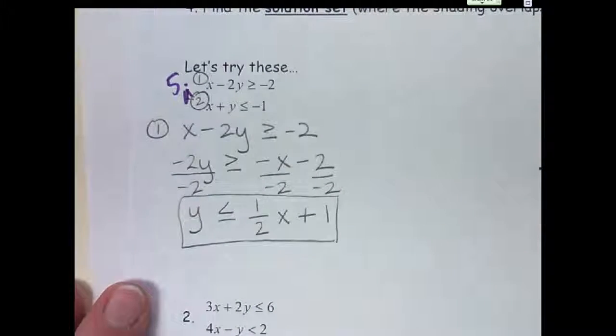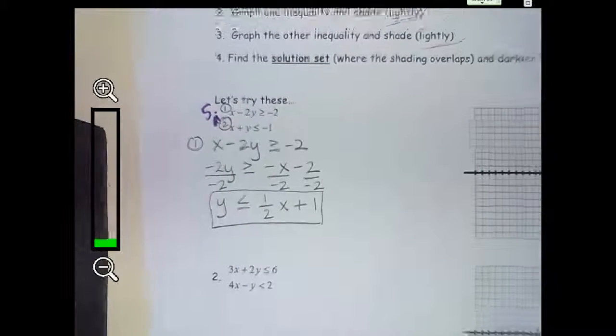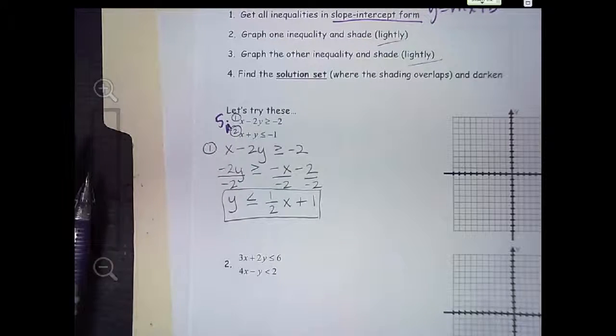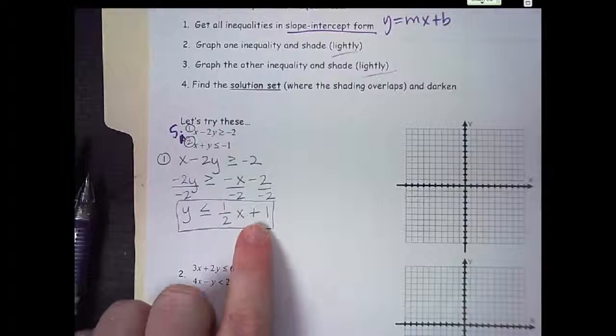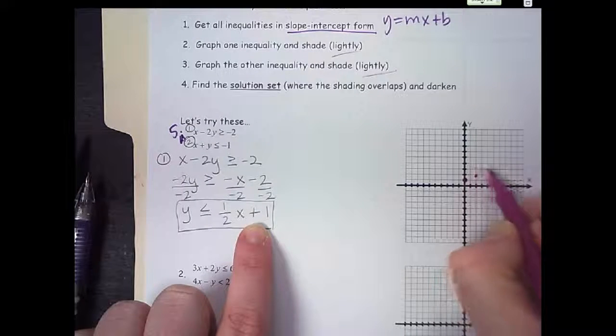So there's our first one. And I'm going to go ahead and graph that. So I start at positive 1 and go up 1 over 2.